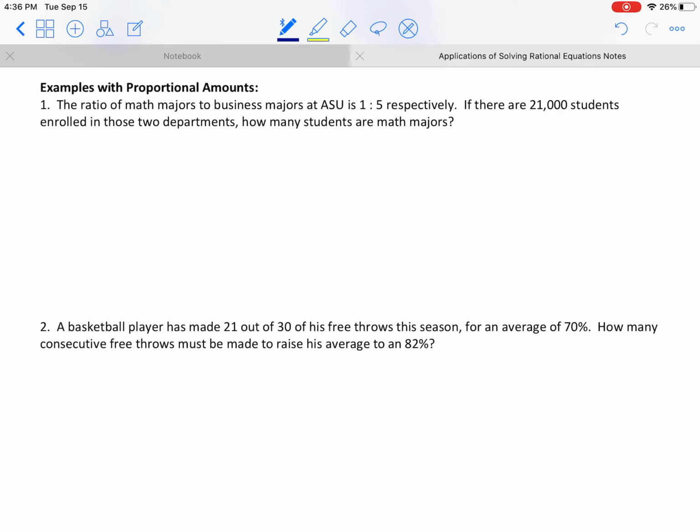So let's go back in here. It says the ratio of math to business majors is 1:5. So this is math to business. It's 1:5. There are 21,000 students. That's the total number of students. And we want to know how many of them are math majors. So how many students are math majors? That's what we're going to be asked to find. So I'm going to define that as my variable, and I'm going to call it x.